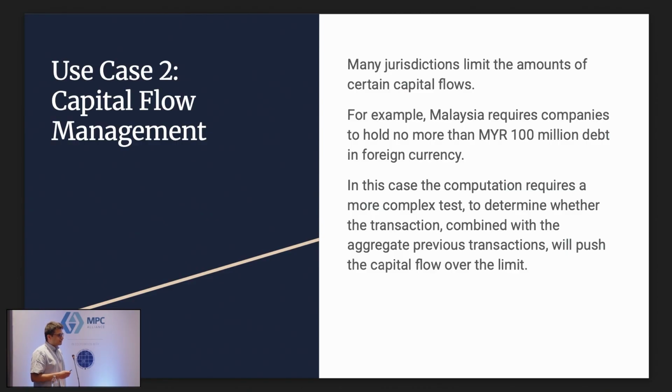In this case, the predicate that has to be evaluated before approving the transaction is more complicated, because now we have to check that the total sum of capital flows doesn't exceed a certain threshold. Specifically, we want to check whether, were this transaction to be executed, the result would be more than a certain threshold.